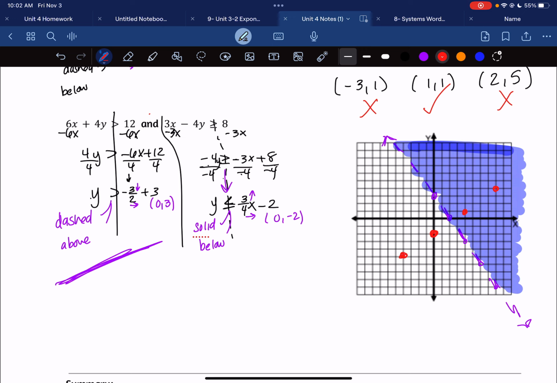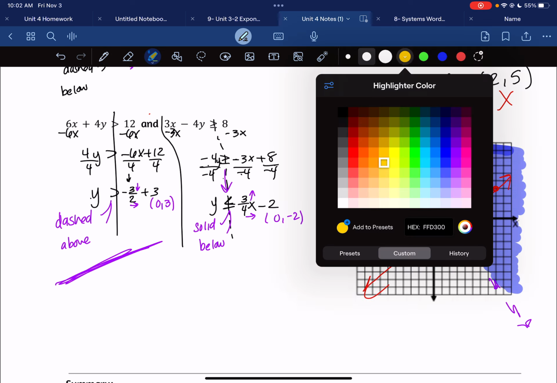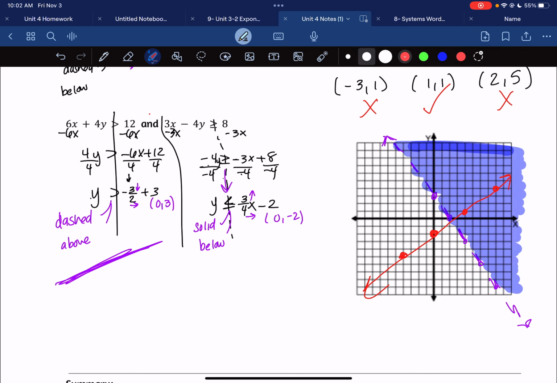All right, cool. This does get a solid line, so I'm gonna go like this. And then we need to shade which way? Let me get a red. We need to shade below. Okay, so the area I care about the most is right here. This is where all my solutions lie, right here. All right, and that is how you graph.